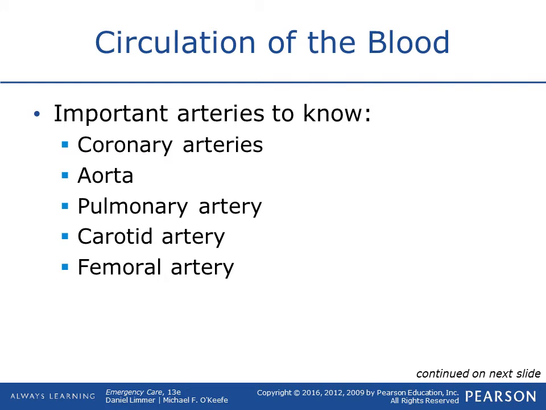It's its own little circulatory system, the vessels that are wrapped around the heart. And then the aorta. The aorta is the biggest vessel in the body. So that's right where the blood leaves the heart, at the aorta. The aorta is responsible for carrying the blood throughout the systemic system.